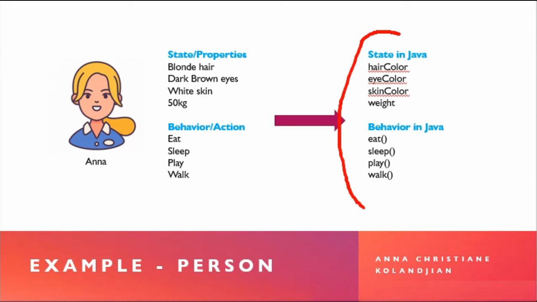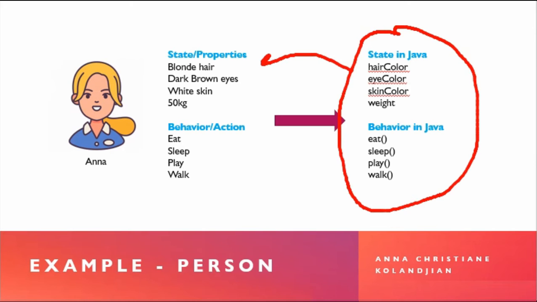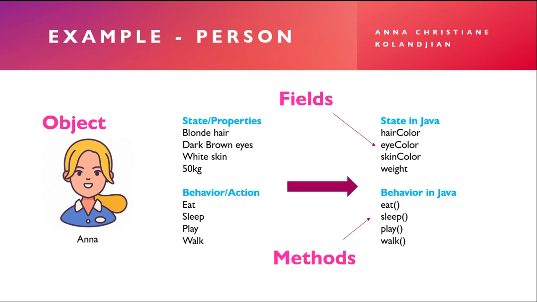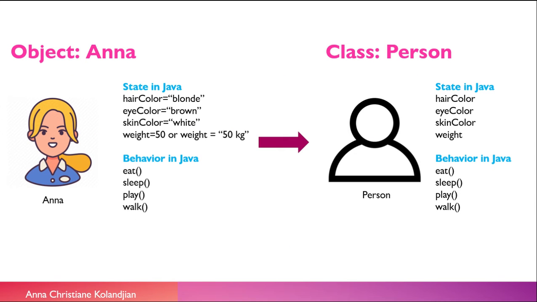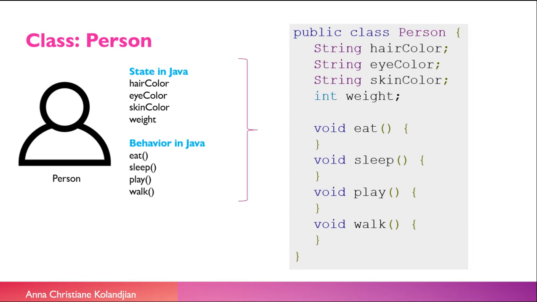If you compare the software object with a real world object, they have very similar characteristics. Software objects also have a state and a behavior. So Anna is an object, and the software object state is stored in fields and behavior is shown via methods. To generalize Anna, a class is a template containing states like hair color and behaviors like eat, sleep, walk. A class is a template from which individual objects are created.